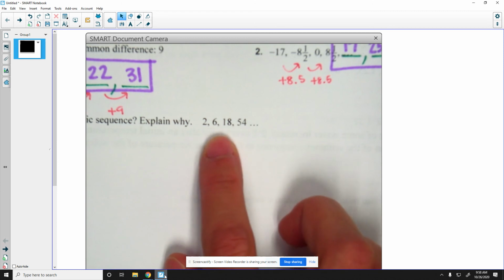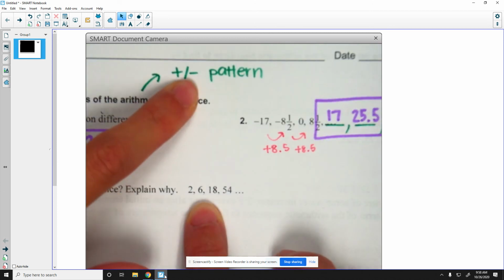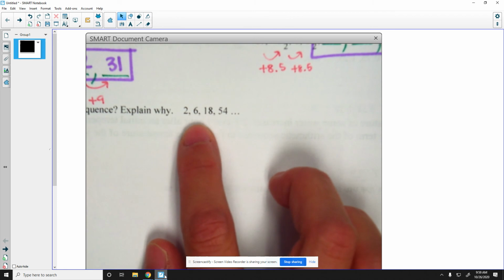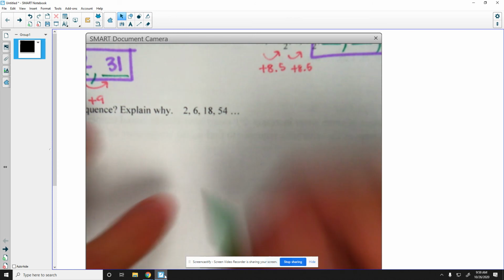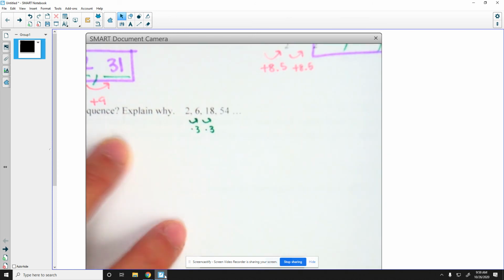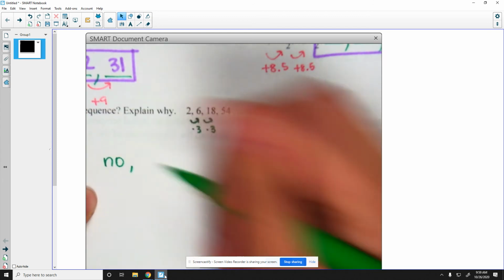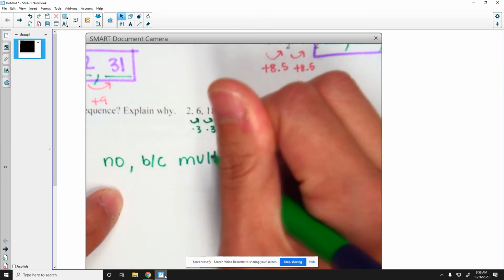Okay, the next one, is this an arithmetic sequence? And then explain why. So remember, arithmetic means you have to add or subtract. So basically they're asking you, are you adding and subtracting in a pattern here? Read, what do you think? Okay, so no, because it's times 3 times 3 times 3. So that's why my answer would be no. It does say explain why.